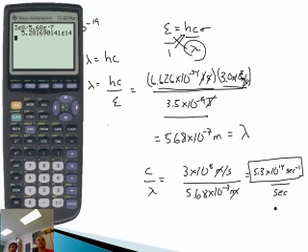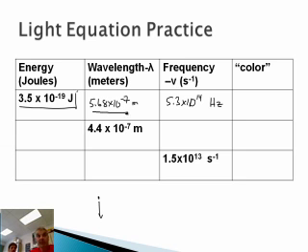Now, there's sort of a second question. So let's write these numbers back in our chart. Here I've just placed these into my table. But then there's this sort of weird question: what's the color of this light? And I wrote color in quotation marks. So let's think about that.